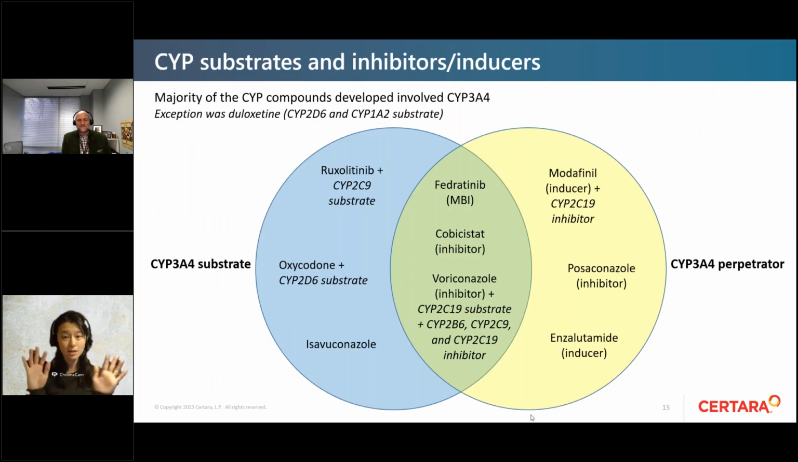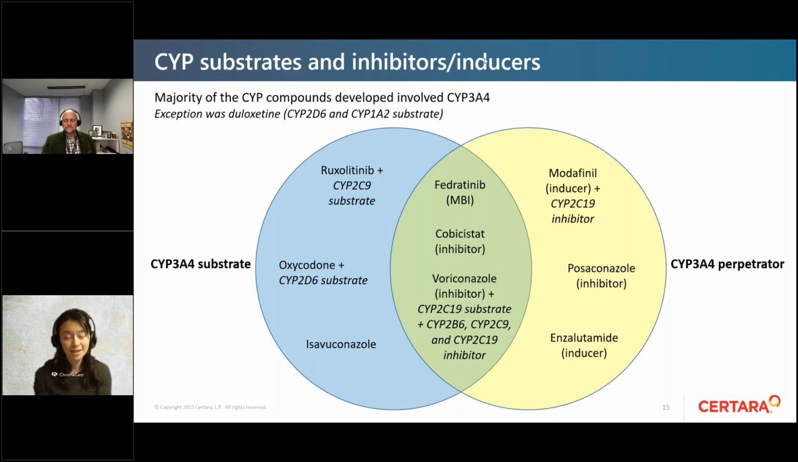Okay, so I'm just going to walk you through each of the compounds. And as you saw on the previous slide, the majority of substrates that we developed fall into that CYP category. And of these, many of them hit the CYP3A4 pathway, either as a CYP3A4 substrate or a perpetrator. And in the case of 3 substrates here, both. So you can see vitratinib, cobistatin, and voriconazole are both a CYP3A4 substrate and perpetrator.